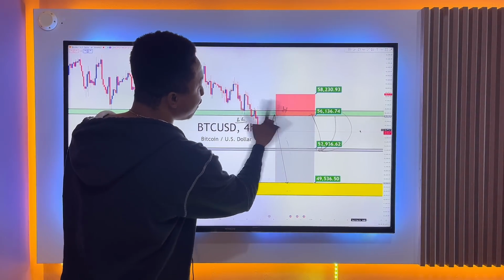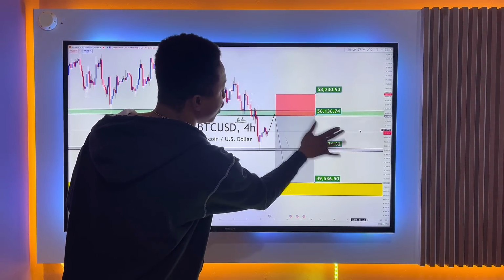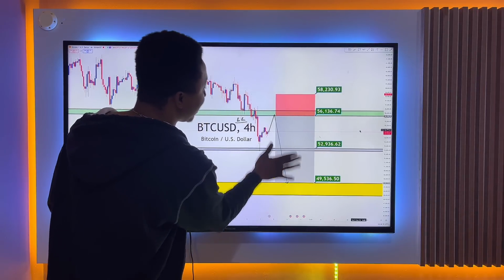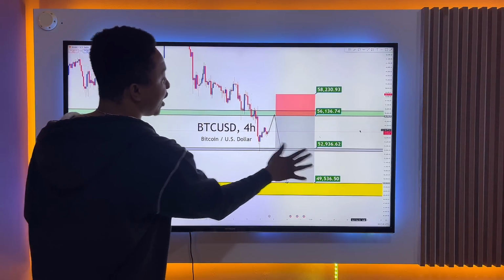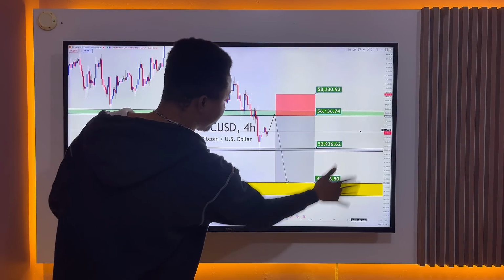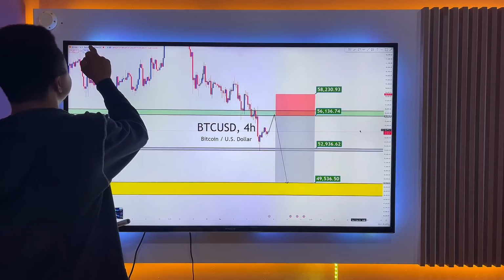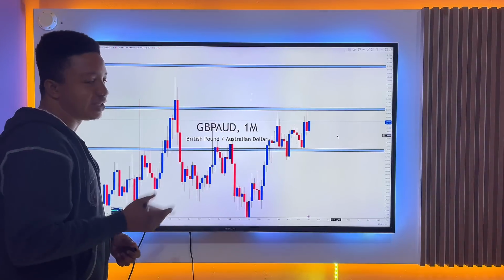Alright, so that is it for BTCUSD, full and complete technical analysis. Now let's move to the next pair on the list very quick. GBPAUD is the next pair on the list.